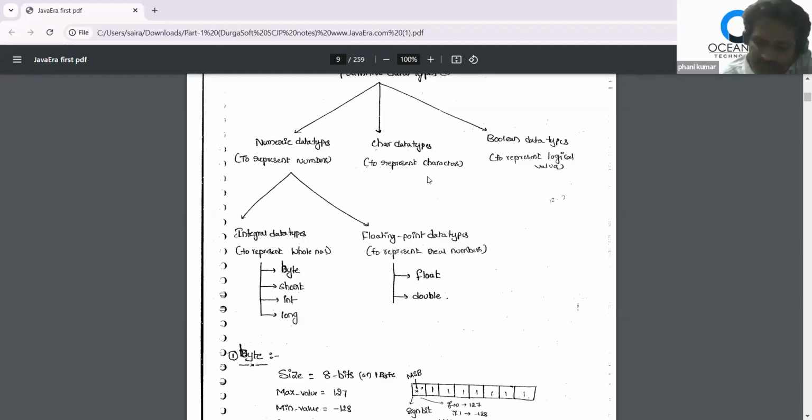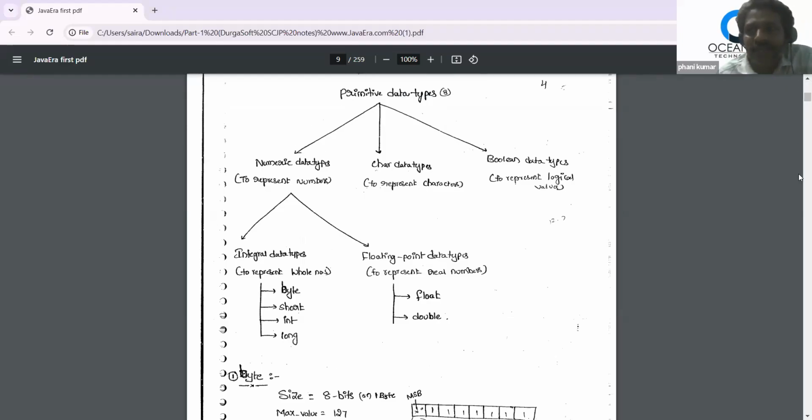The primitive data types, which I am showing here on the screen, are all predefined, inbuilt elements of Java. I have mentioned a classification, which is on the screen. The primitive data type is mostly of three types. The first one is the numeric data type, the second one is the character data type, and the third one is the Boolean data type.